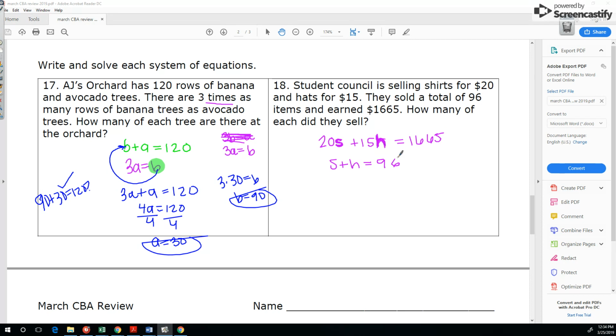So this is set up for elimination because I have standard form. I have my S's lined up, my H's lined up, and my totals lined up. So for elimination, we want to get something to cancel out.